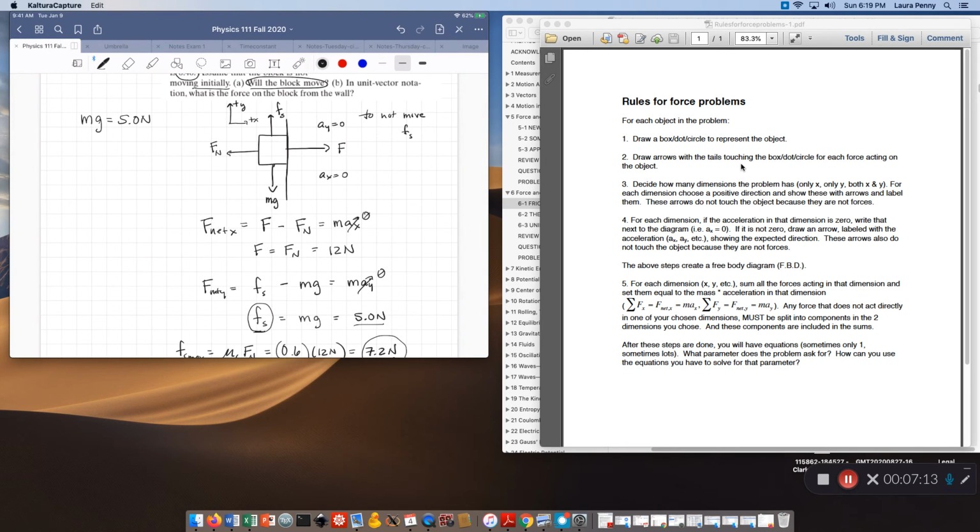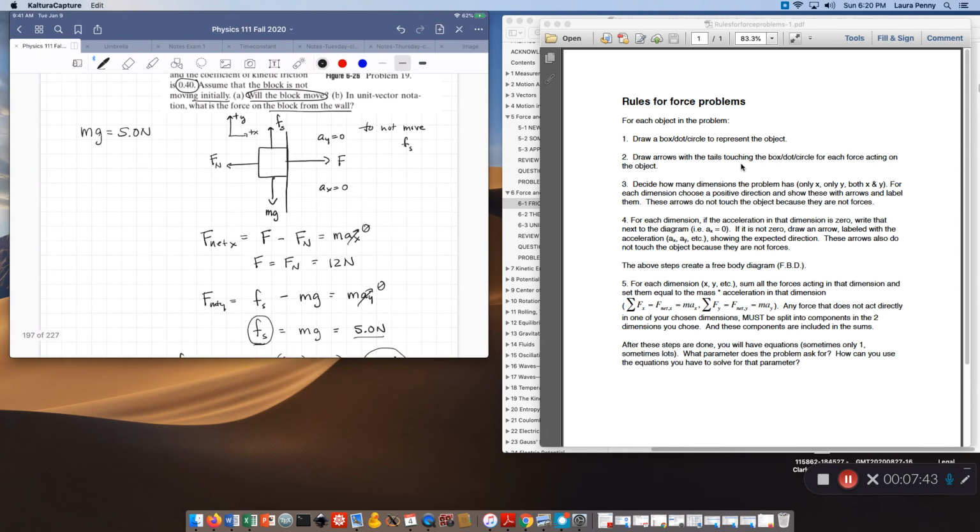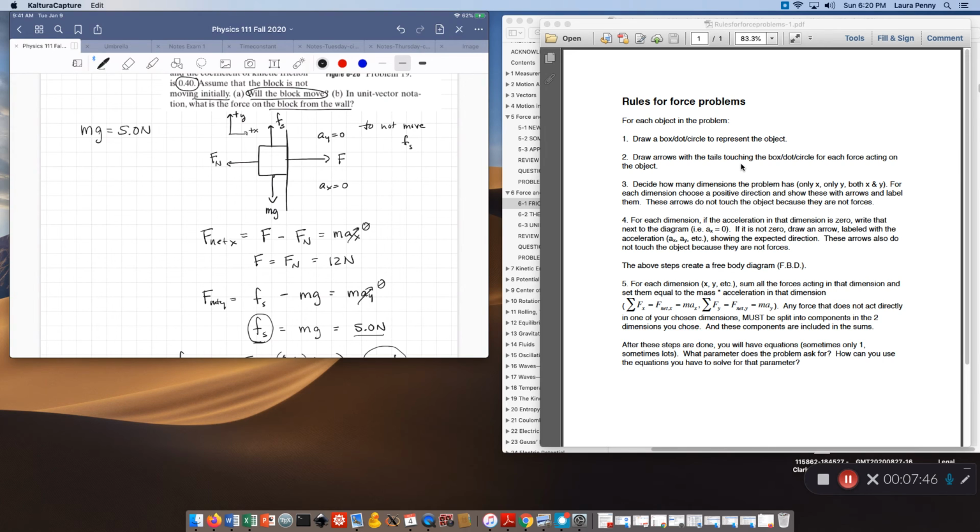In unit vector notation, what is the force of the block on the wall? And that's another reason I wanted to do this problem. So part B, the force from the wall onto the block. Technically, this is both the force that we think of, the 12 newtons, which is acting in the i direction, but it's also this 5 newtons, the static friction force being exerted by the wall onto the block, or it's an interaction force between the block and the wall.